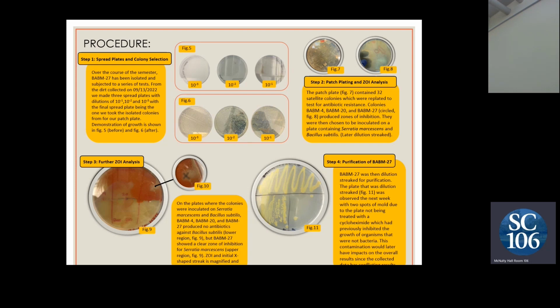So then from there, we did a streak plate to do further purification of our bacterium. However, this plate was not treated with cycloheximide, which had been used in the previous plates to inhibit mold growth. Our plate did have quite a bit of mold growth. And because we're using this for the metabolic test and the PCR test, we do believe that this led to some of our error in the future.